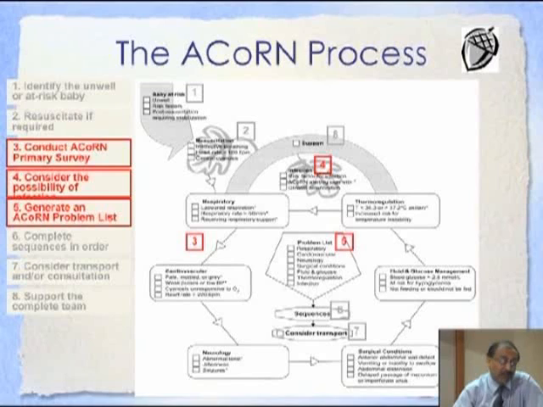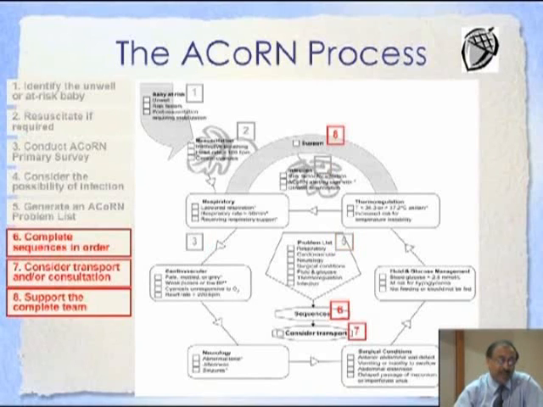Step 5 is the creation of a problem list, listing areas of concern in order of priority in preparation for a more detailed evaluation and more focused interventions. Steps 3 to 5 should only take a minute or 2 to complete, and may be repeated at regular intervals, making sure that the baby's needs are being addressed.